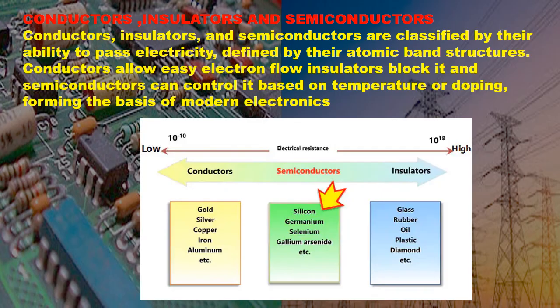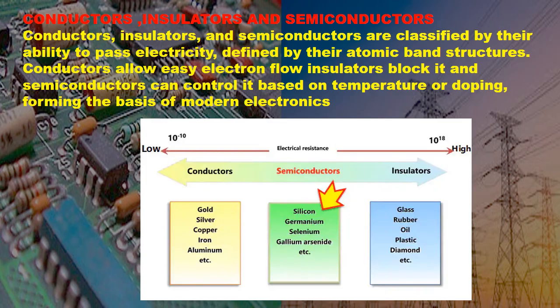The ability to conduct electricity will be affected by the temperature and sometimes the voltage level that we apply. The higher the voltage we apply to a semiconductor, it will change the semiconductor into a conductor. If we increase the temperature, the semiconductor will turn into a conductor. If we decrease the temperature, that semiconductor will turn into an insulator.